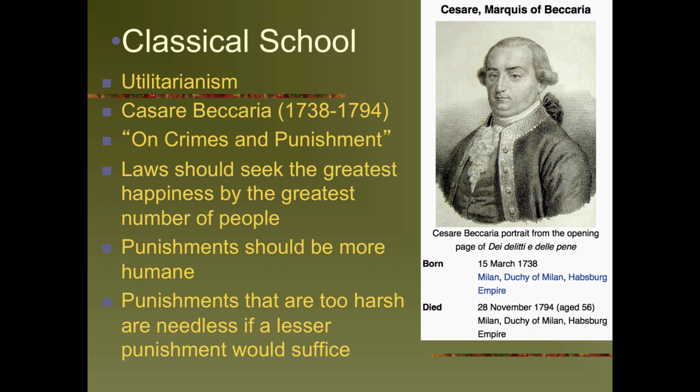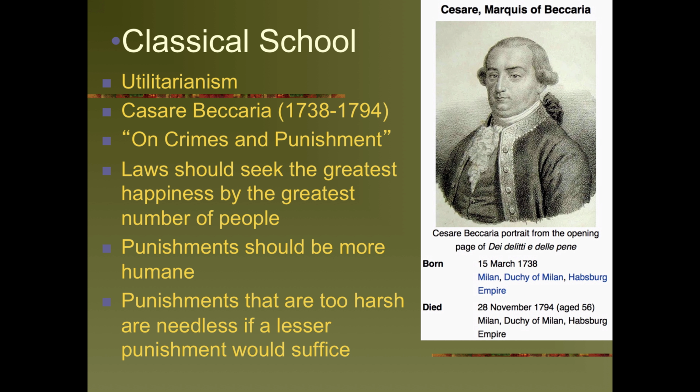Beccaria based his theory on the premise that the laws should seek the greatest happiness by the greatest number of people. This idea is based on the concept of utilitarianism, the idea that we should try to maximize happiness for society in general. He was a strong advocate for humane punishments. During his time, punishment could be very extreme. For example, cutting one's tongue out for blasphemy, or cutting someone's hands off for stealing.